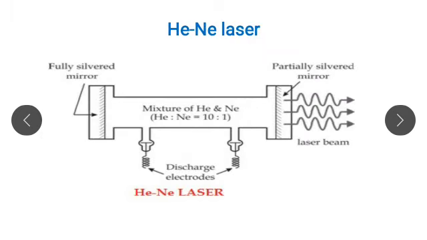Now we see what is the helium neon gas laser. He means helium, Ne means neon, helium neon gas laser. Here this diagram shows the construction of the helium neon gas laser. Here this is the glass tube, and in that there is a mixture of helium and neon gas. That proportion is 10:1. These are the discharge electrodes. On one side a fully silvered mirror is attached, and on the other side a partially silvered mirror is attached.